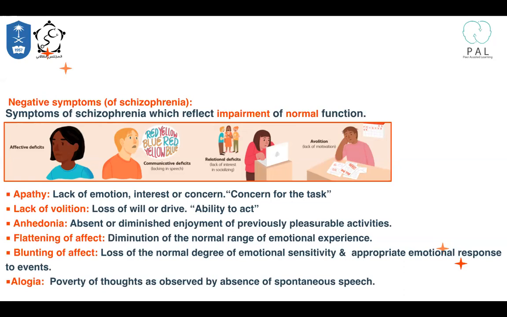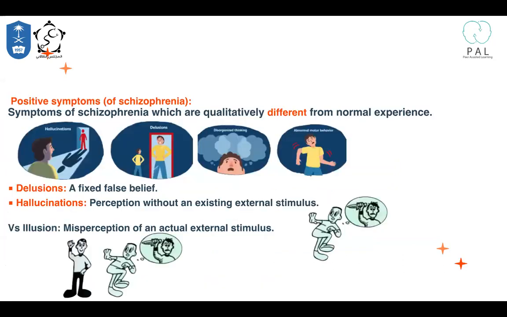Then we have flattening of affect and blunting of affect. We said before that affect is a temporary emotional state in response to a situation. So if this response or emotion decreases, we call it flattening of affect. If it is lost, we call it blunting of affect. And we have another term, alogia, which is poverty of thought as observed by absence of spontaneous speech, meaning difficulty in speaking or poverty of speech due to poverty of thoughts.